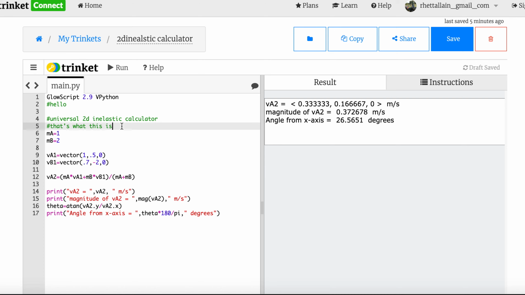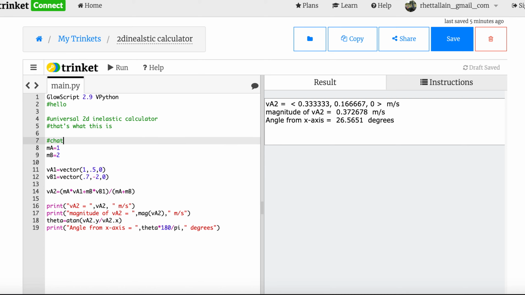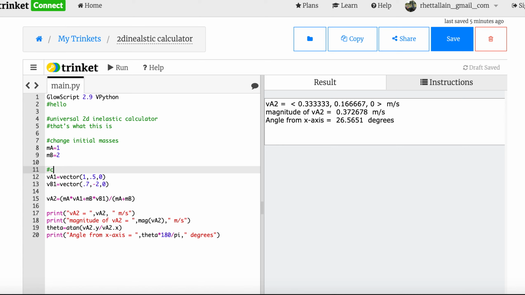So you can change the masses. Change initial masses. Change initial velocity. And there you go. Save. I'm going to give you a link to this in the description below. You guys owe me. And I'll talk to you later.